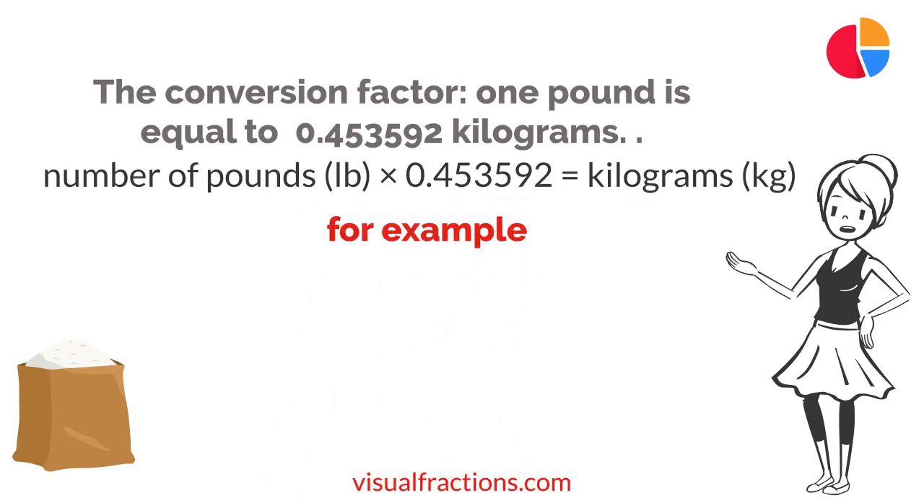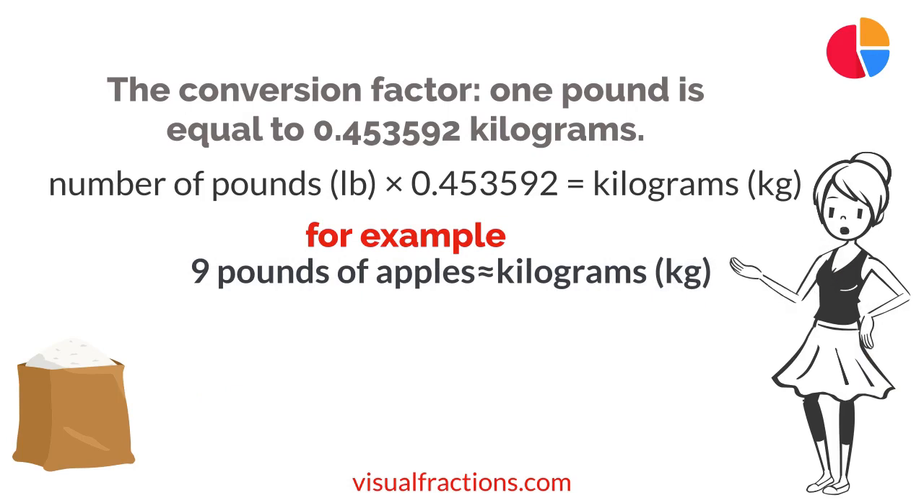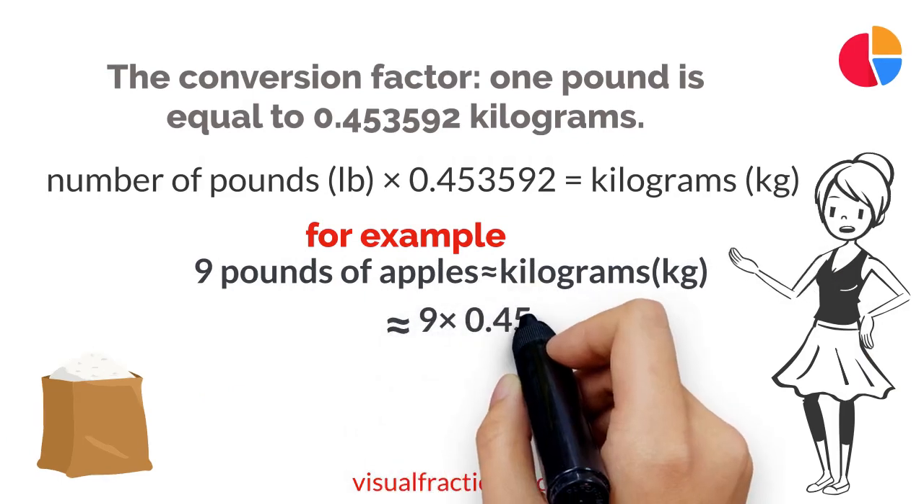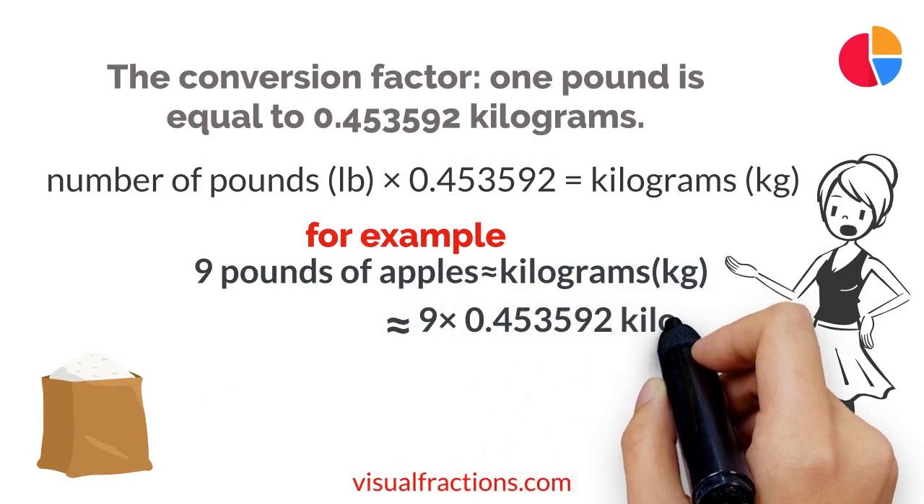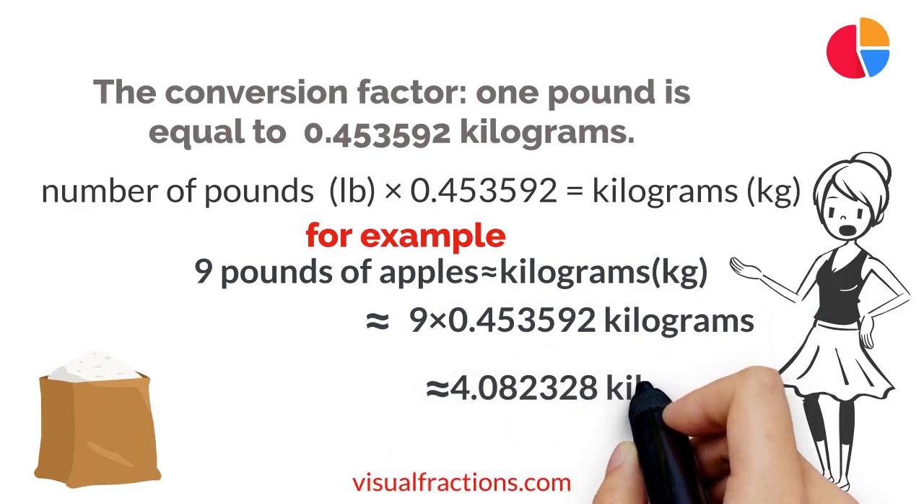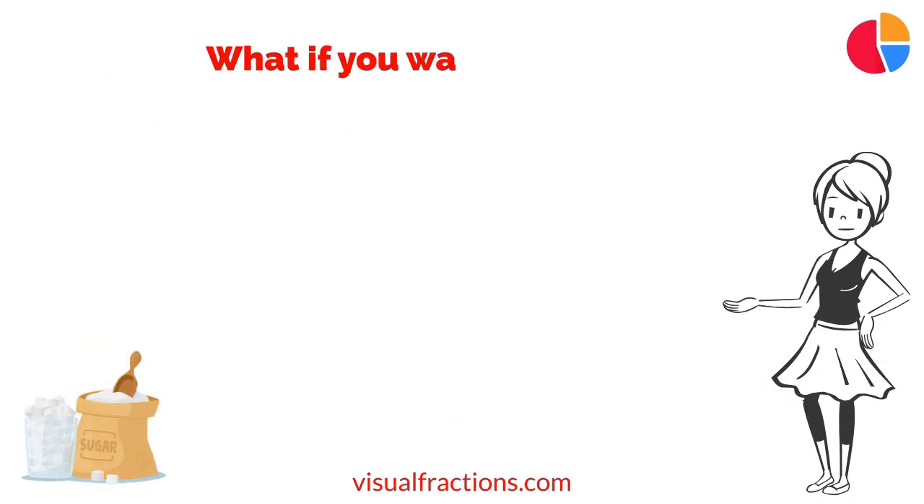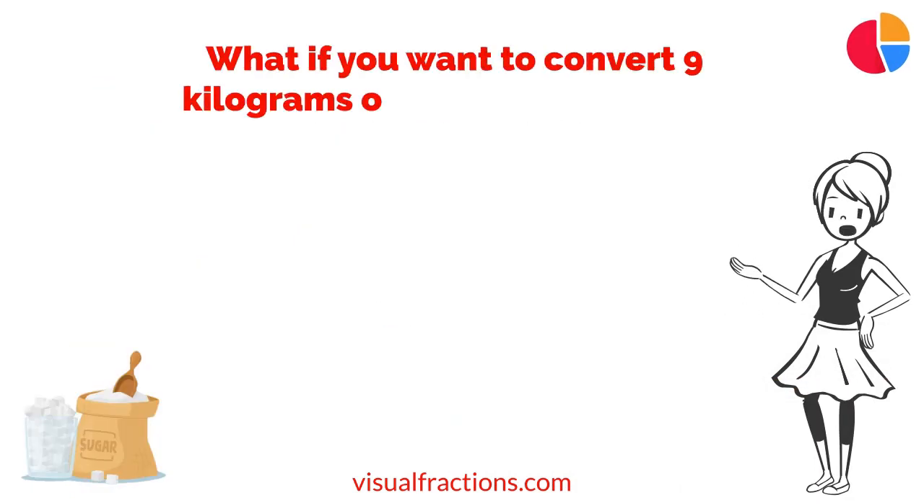Let's walk through an example. Suppose you have 9 pounds of flour that you need to convert to kilograms. We start by multiplying 9 by 0.453592. This gives us approximately 4.082328 kilograms.